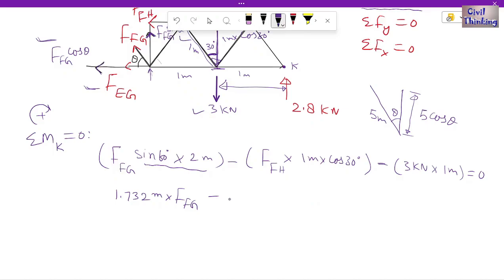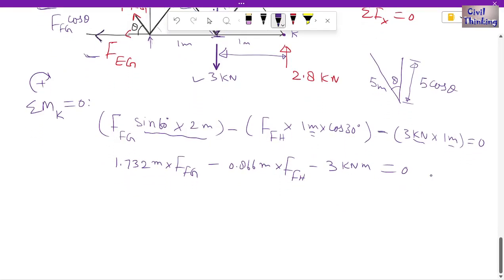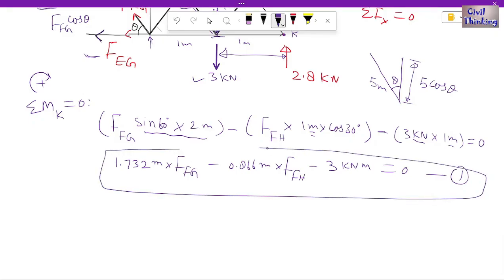Minus 0.866 meter, right? Multiplied by force in Fh, minus, now this is 3 multiplied by 1, right? So 3 multiplied by 1 is 3, and it is kilonewton meter. Kilonewton meter, it is equal to 0, right? So let me call this equation 1.